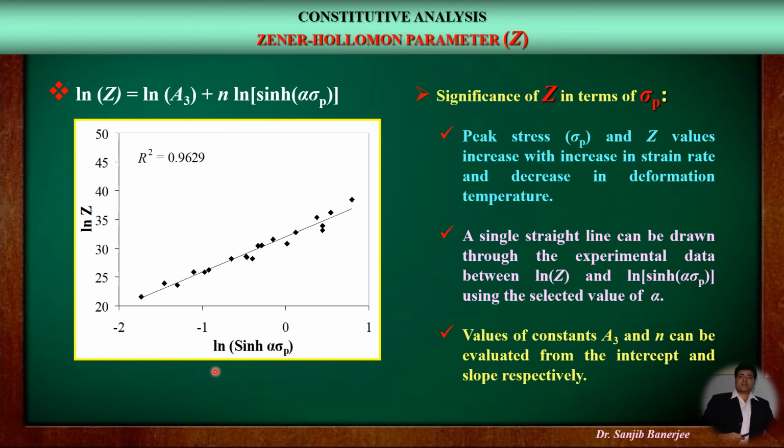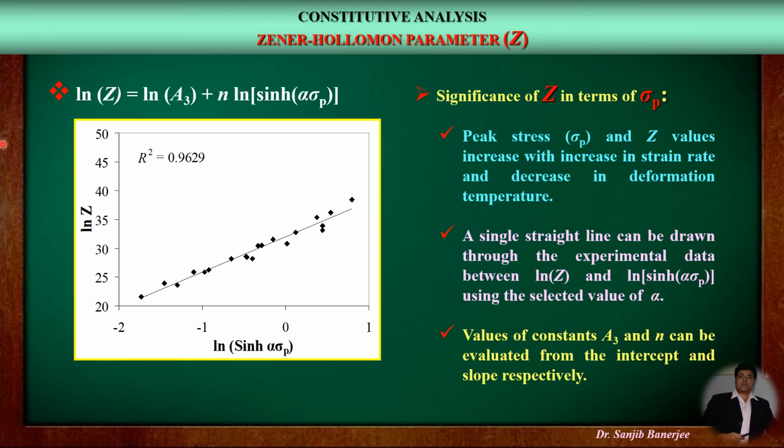Here in this figure we can see that if we draw the plots of log of Z versus log of sine hyperbolic alpha sigma p, we get a series of points through which a single straight line may be fit with the highest possible R square value. Now the slope of this straight line gives the value of n, while the intercept gives the value of A3. Thus the constitutive constants A3 and n may be evaluated by plotting the log of Z versus log of sine hyperbolic alpha sigma p values.